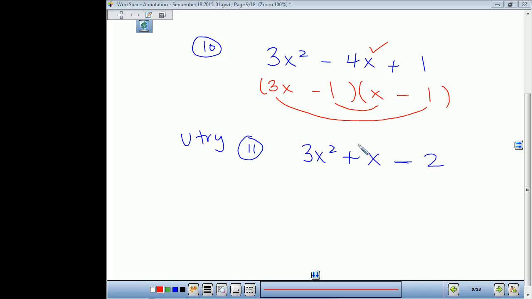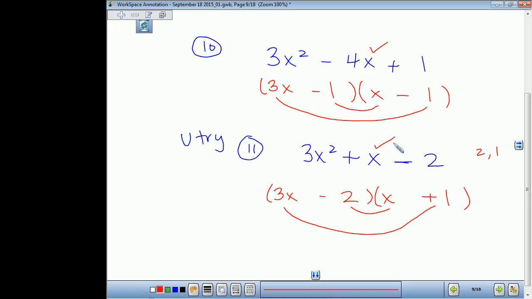Alright, so if we look at number 11, we have 3x squared as our leading term. So we're going to have a 3x here and an x there. Now, there's really only one way to get 2. It's 2 and 1. But what we have to be careful about is where we place the 2 and where we place the 1, and which one we make positive and which one we make negative. If we put a positive 1 here and a negative 2 there, that gives me a 3x minus 2x, which is 1x. Okay? And that's how this works.